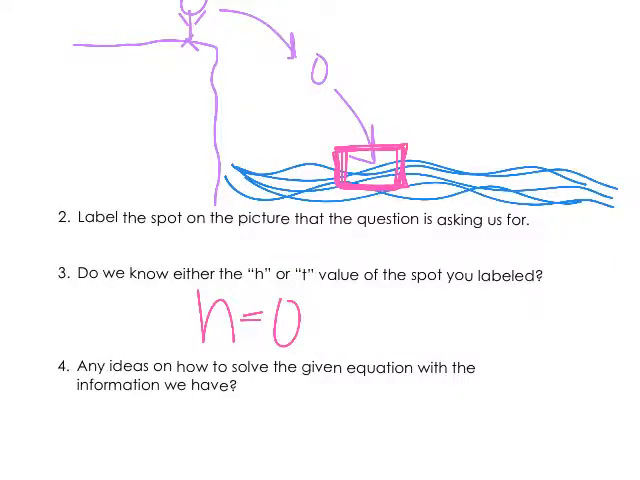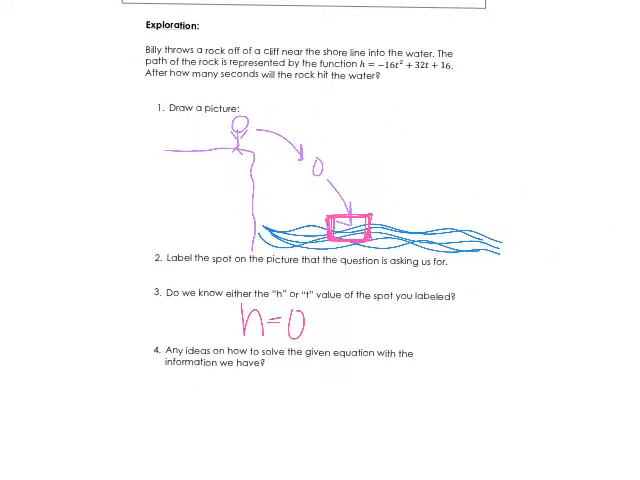So if we rewrite our equation, now we know that 0 is equal to negative 16t squared plus 32t plus 16. Okay, so now we know that.